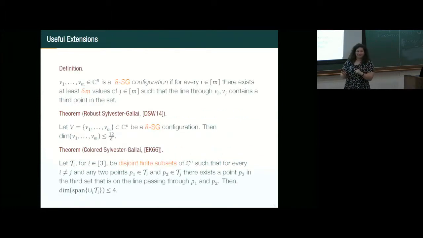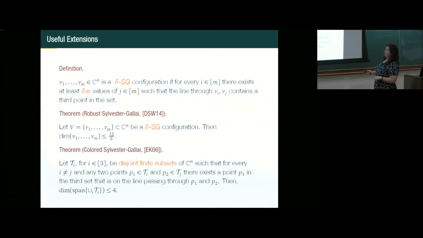Now I'll explain some extensions. Sorry, it's a little bit frightening, but bear with me. The Sylvester-Gallai condition is a local condition: you have 2 points and a third point that sits on the same line. The first extension is, what if this local condition doesn't hold for every 2 points, but every point satisfies it with a delta fraction of the other points? Then can you bound the dimension? The answer is yes, and the dimension is approximately 1 over delta.